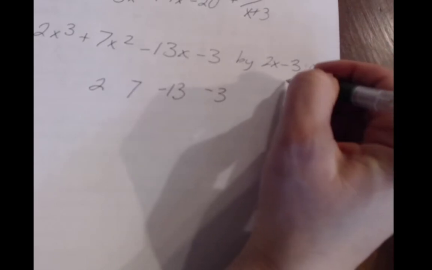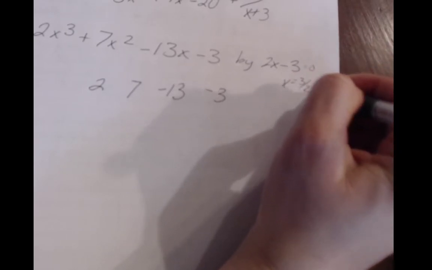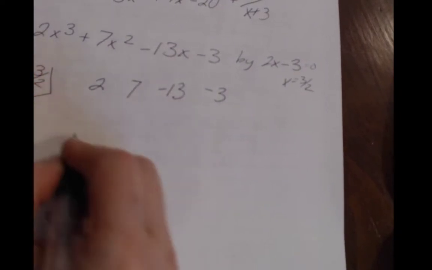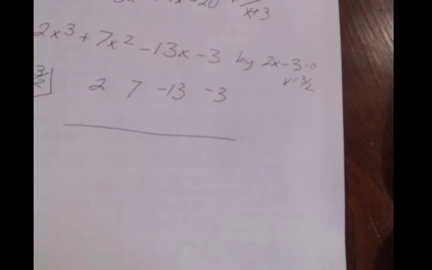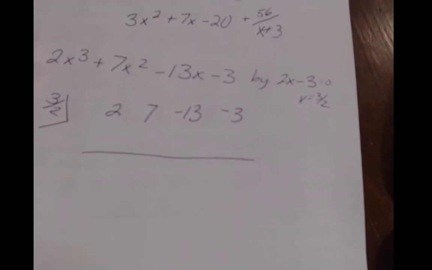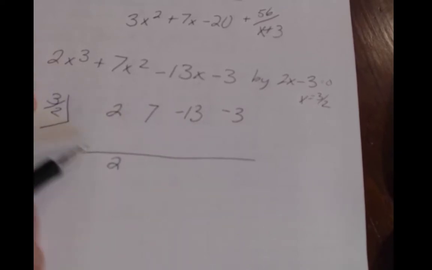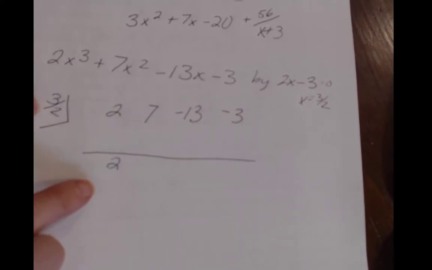Add 3 and divide by 2, so x equals 3 halves. And we put 3 halves in a box out front and put a line a little bit below. We drop down the first number and multiply it by the number out front here. 3 halves times 2, the 2's cancel, and we get 3.